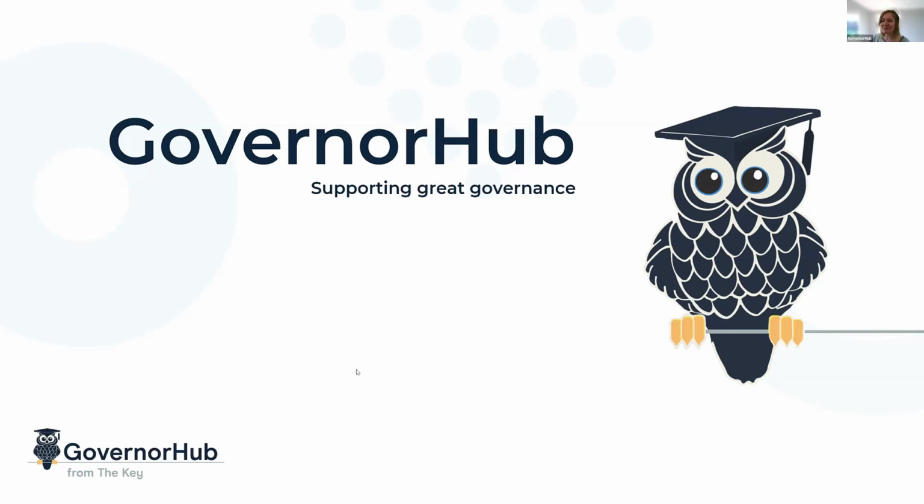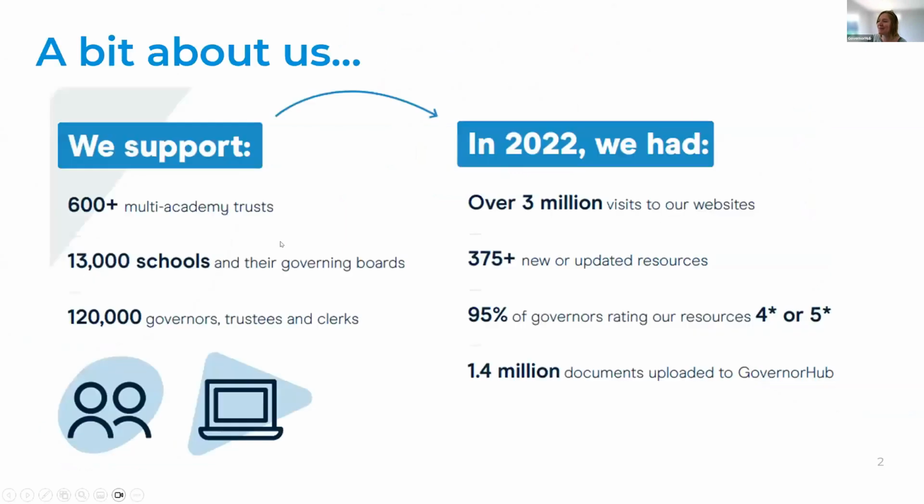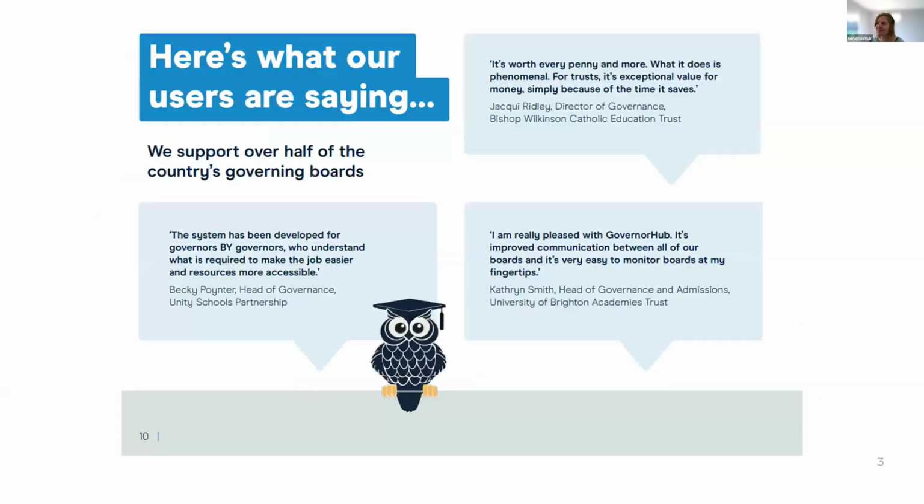Okay, so a little bit about us. We support over half of governing boards in the country now with their governance, 600 plus multi-academy trusts, and I think that figure's even more now. We have a lot of engagement with governors across the country, and a lot of people trust us with helping them to deliver great governance.